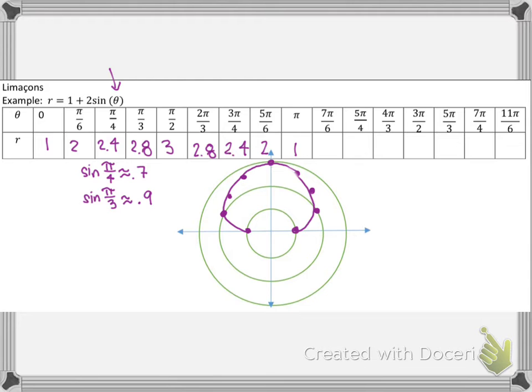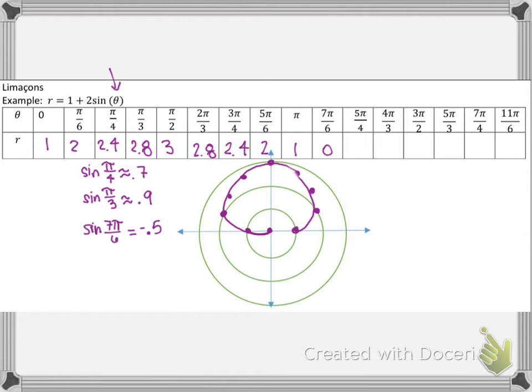Okay, keep going. So sine of 7 pi over 6. So that's going to be negative 1/2. So negative 0.5, double it, and then add 1. That's going to come out to be 0. So what actually happens here is this guy's going to actually dip a little bit below the axis between pi and 7 pi over 6.